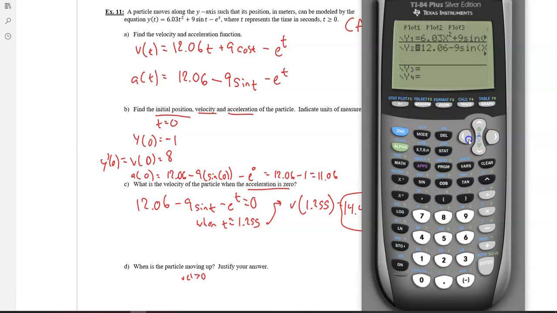and I will just go ahead and type that in here too, into my y3. So 12.06 t plus 9 cosine of t, or x in this case, right, minus e to the t. Oops, I don't need to put parentheses there, right, sorry. So we'll graph this.